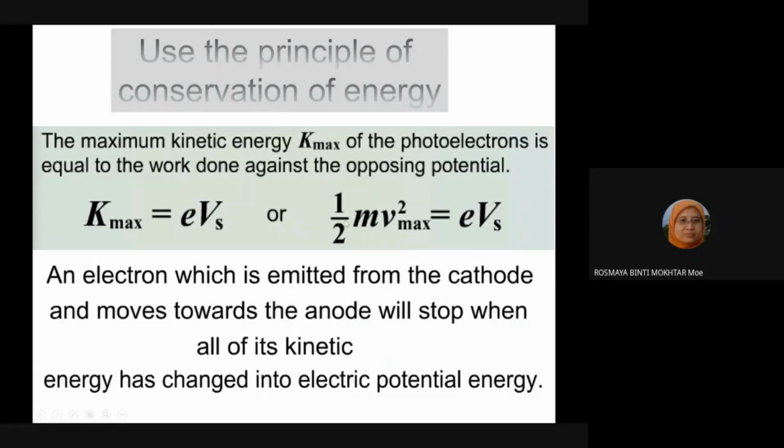And then Kmax is half m v max squared. So we can calculate the maximum speed for the electron, equals to eVs. So an electron which is emitted from the cathode and moves towards the anode will stop when all of its kinetic energy has changed into electric potential energy. So the kinetic energy is converted to electric potential energy. This is what we use to derive the equation for the stopping potential, so it becomes Kmax equals eVs.